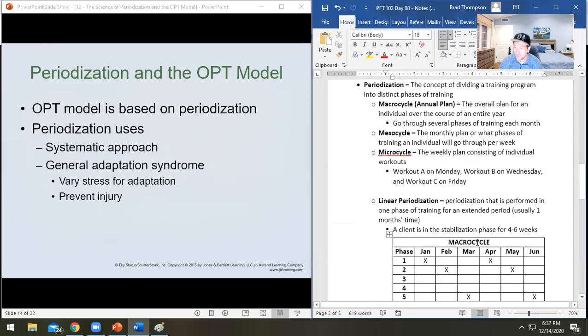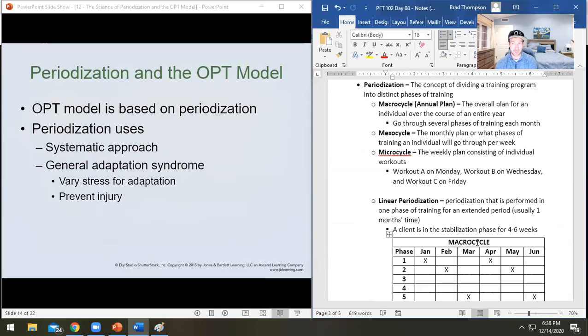So all of that comes together and makes up this concept that we are going to refer to as periodization, meaning that you are applying specific periods of specific types of training to certain times of the year, right? So periodization is a concept of dividing your training program into distinct phases. So again, it's very systematic. We want to make sure that we are being smart about this and that we're designing it specifically.